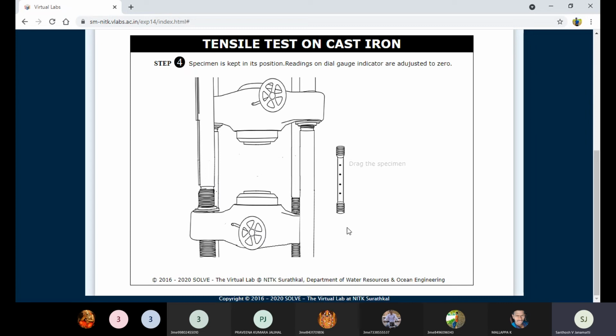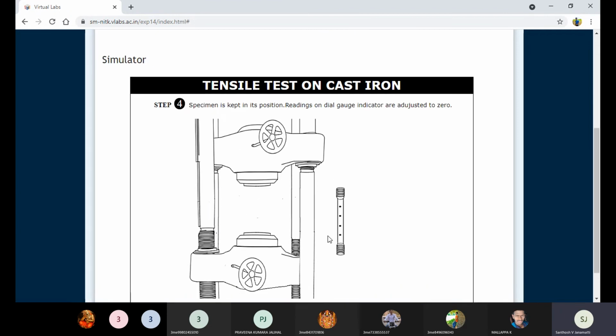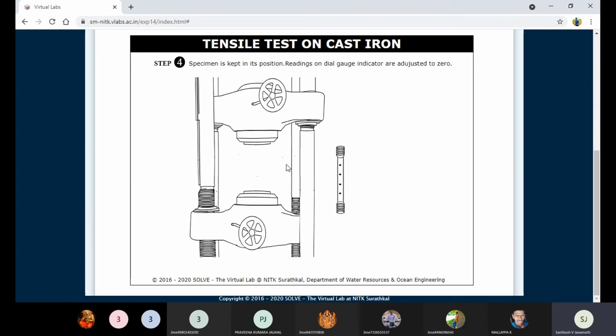So this is the adjustment of that portion. Up to here only we have a simulation. Once you place the workpiece, you need to observe until the fracture, and simultaneously note down the readings. So I hope you understand.